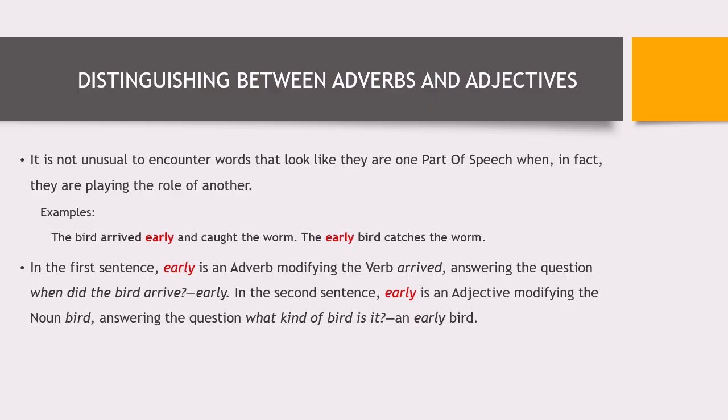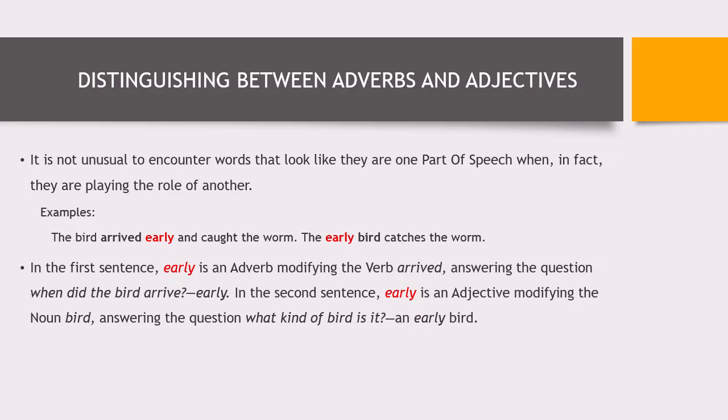Distinguishing between adverbs and adjectives. It is not unusual to encounter words that look like they are one part of speech, when, in fact, they are playing the role of another. Examples. The bird arrived early and caught the worm. The early bird catches the worm.